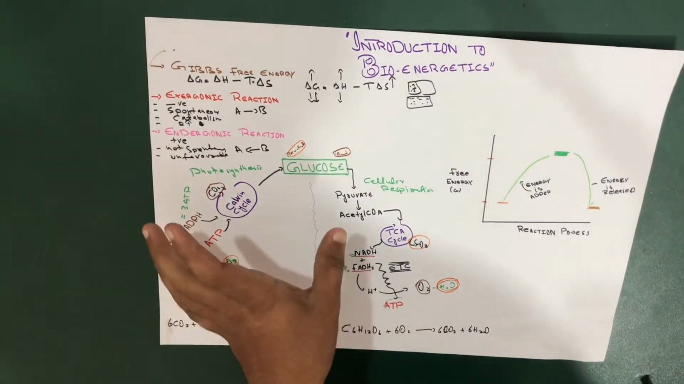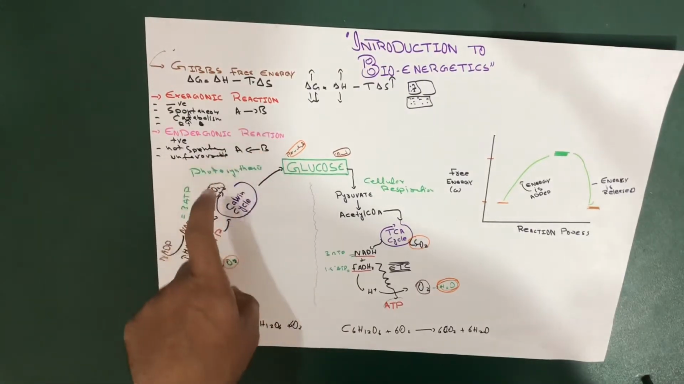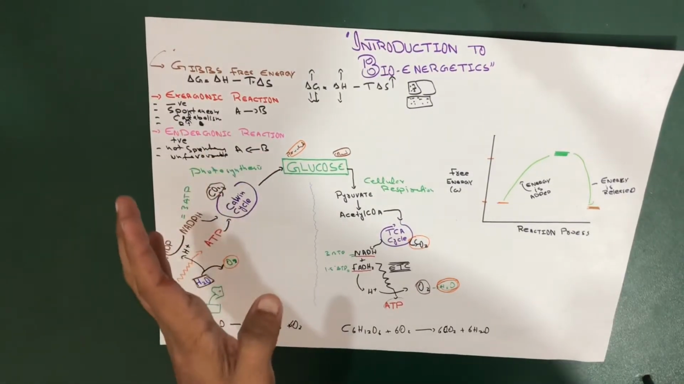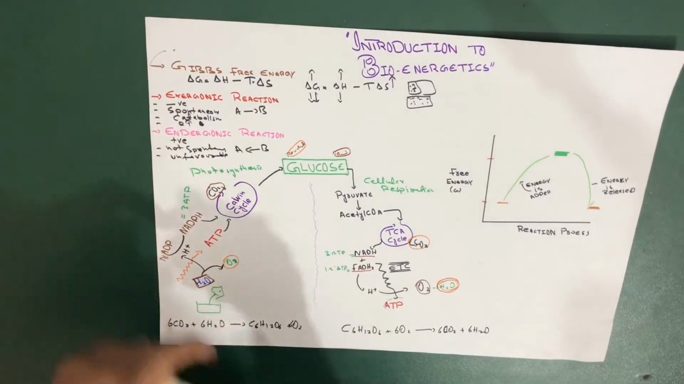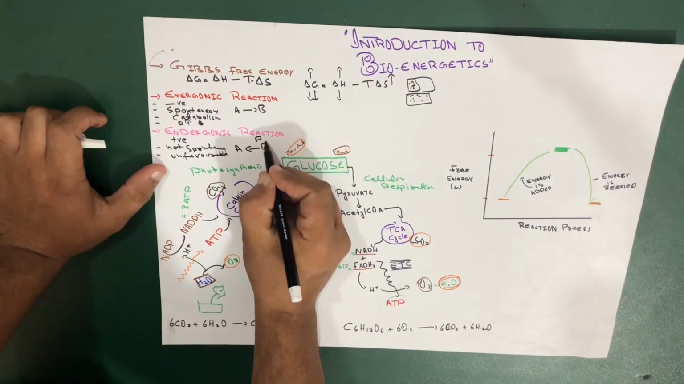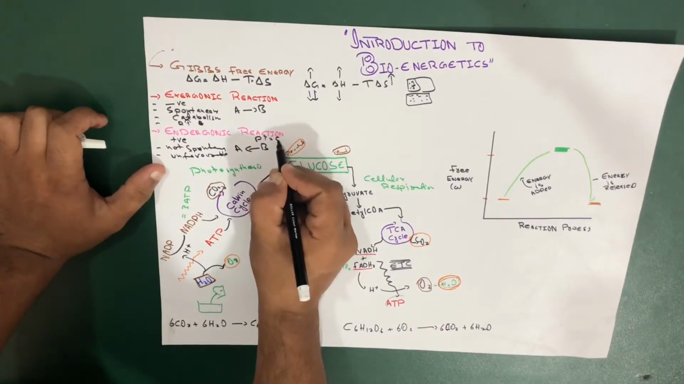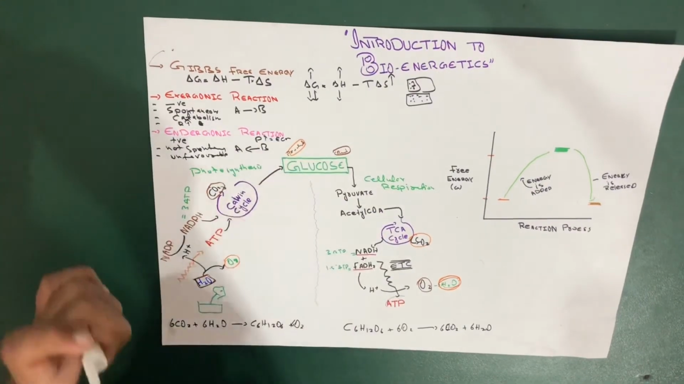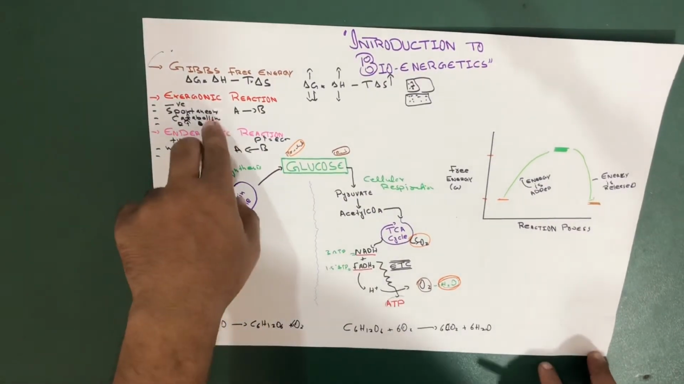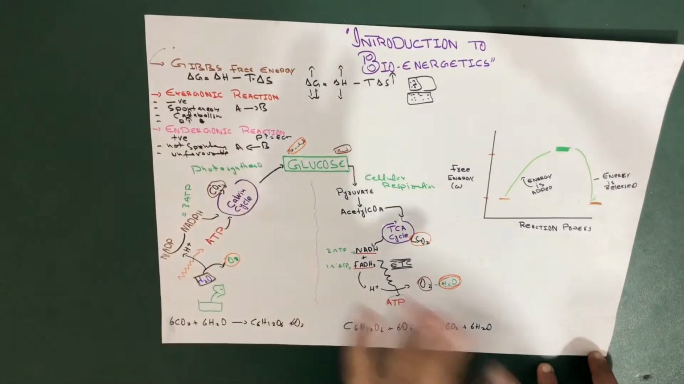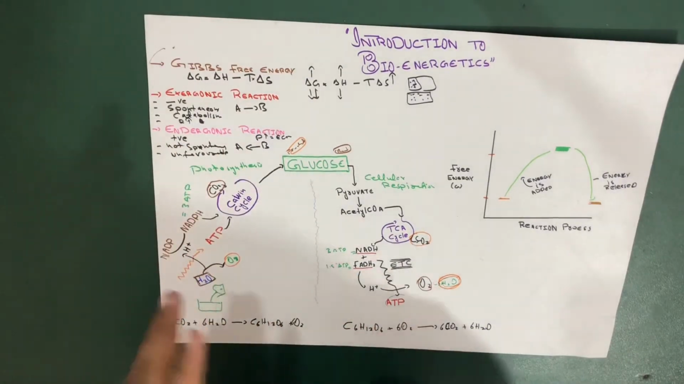In the endergonic reaction, the product concentration is higher than the equilibrium concentration, so you write P is greater than the equilibrium concentration. This is the endergonic reaction, and this is the exergonic reaction. That's it regarding these basic concepts.